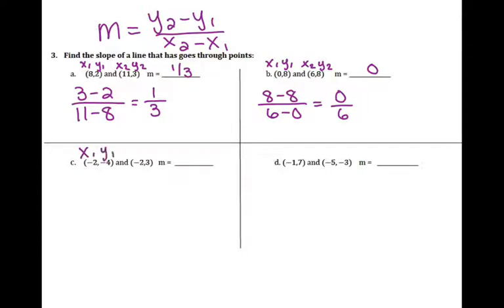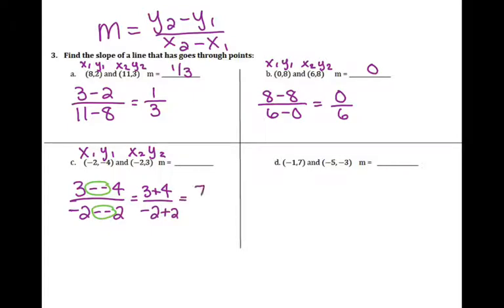x1, y1, x2, y2. So I have y2 minus y1 over x2 minus x1. Now, if you'll notice, I am subtracting negatives. So when I subtract a negative, that changes to addition. So what I'm really looking at is 3 plus 4 over negative 2 plus 2. That gives me 7 over 0. Now, you can never divide by 0, and my 0 is underneath, which means my slope for that is undefined.